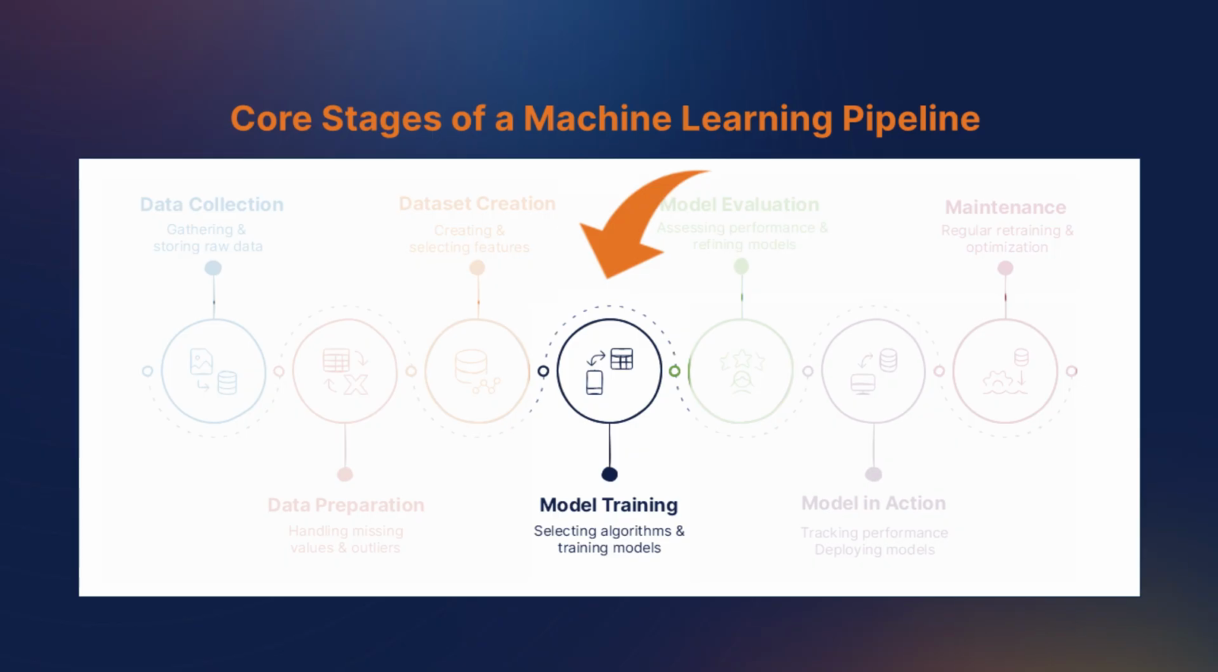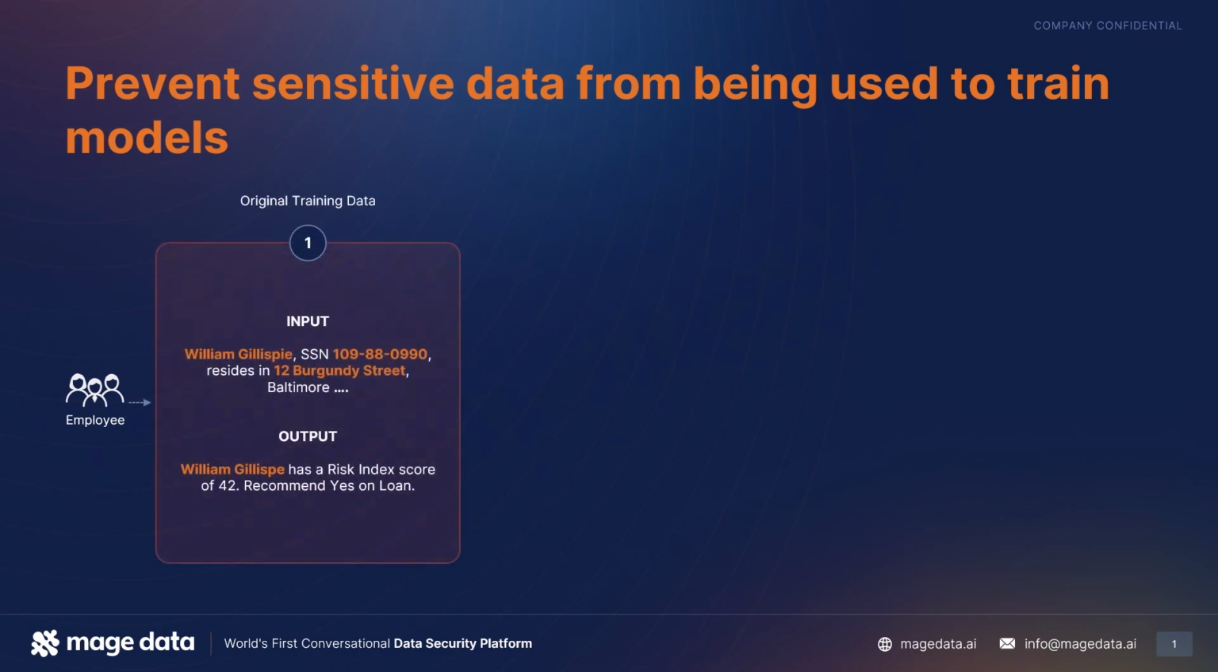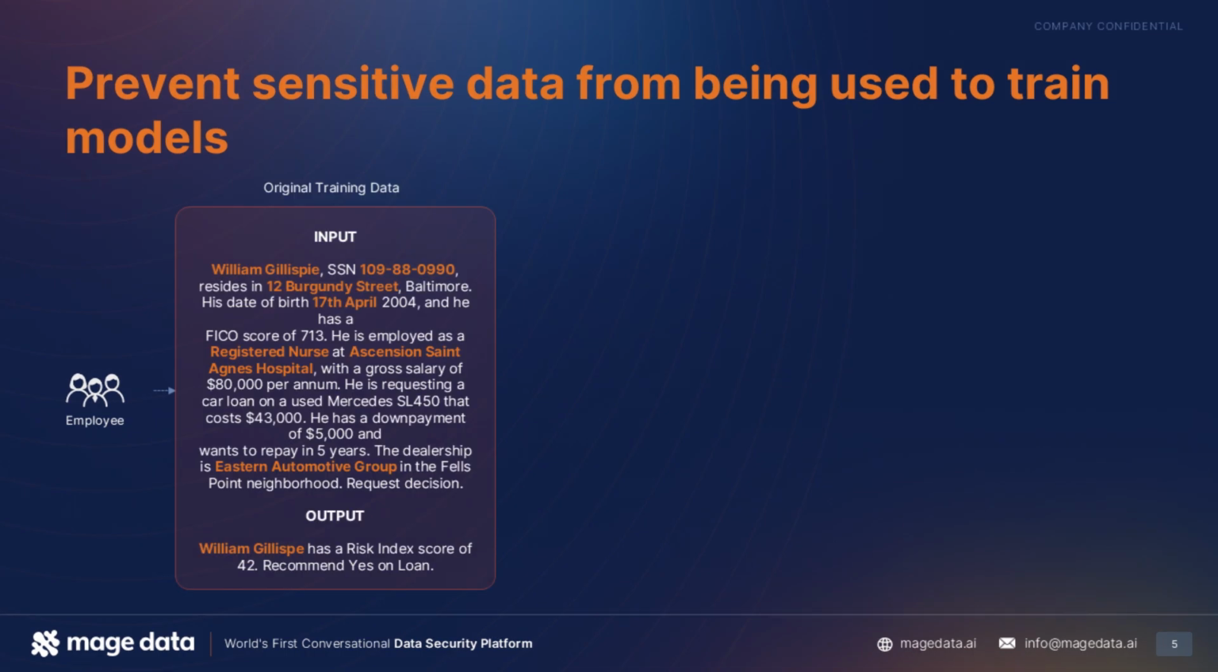This is where models learn from data. We'll show what Mage Data does to safeguard sensitive data during model training. First, we'll consider a real-world scenario where a bank is building an AI to assess creditworthiness of car loan applications. The bank would use past data from its systems to train the AI model.